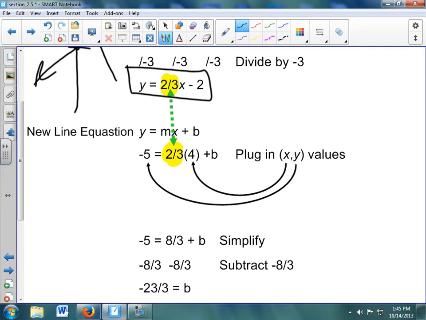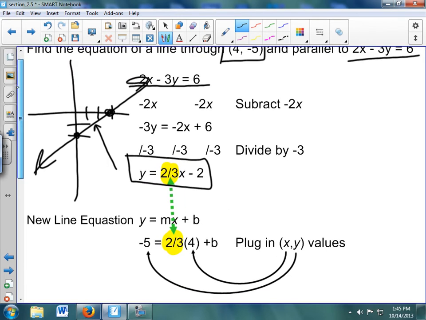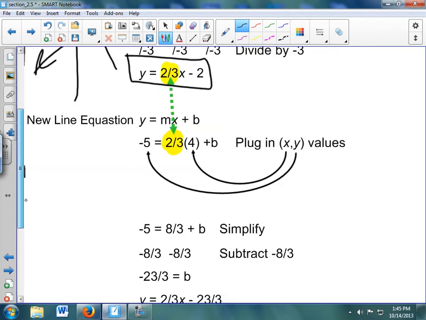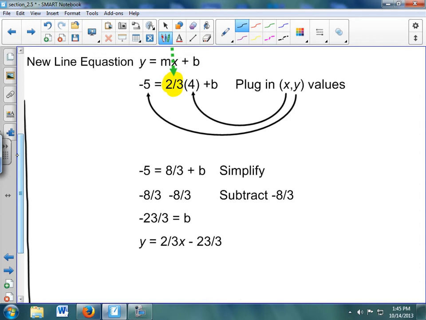Now I brought in my x and y's. Remember, I got those from right here. Oops. So then I plug them in. Wow, don't do this with a pen in your hand. This was 4, negative 5. Plug them in. I'm a little concerned though. Okay. So I multiplied, I get 8/3.